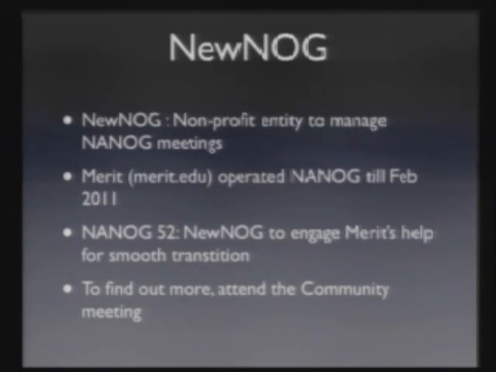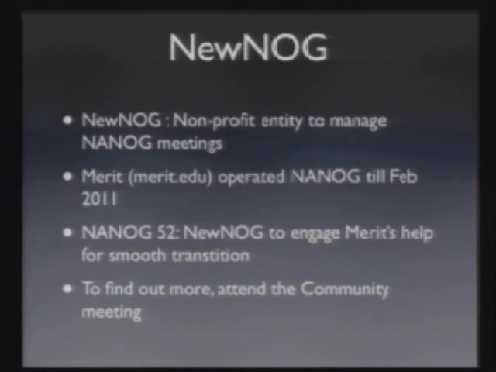Now, the key thing for you guys to keep in mind is this is a transition period. So there is Merit that was running, and now NuNOG is coming into place. Last NANOG was the one that Merit kind of officially ran entirely. And this NANOG is being run by NuNOG, but Merit is also helping out in the logistics to ensure a smooth transition. From next NANOG onwards, NuNOG is the one that's going to run the show in terms of logistics and organization and so on. So they have control of the financials of NANOG and the logistics, etc.